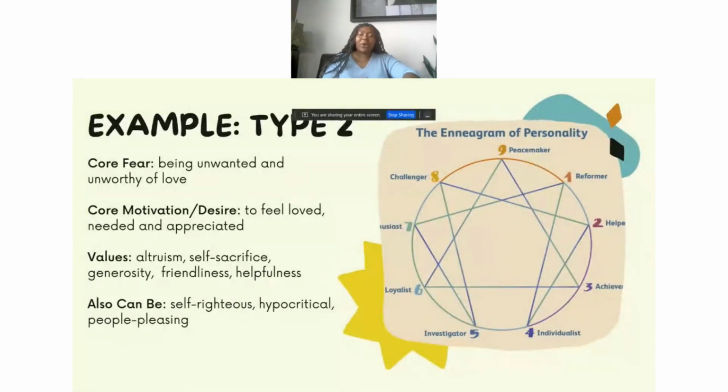But there's a flip side to all of these different types. There's the good values that they have and kind of the ways that those values bite them in the butt. And so the type 2 can also be self-righteous, hypocritical, and pretty people-pleasing, which obviously can be an issue.